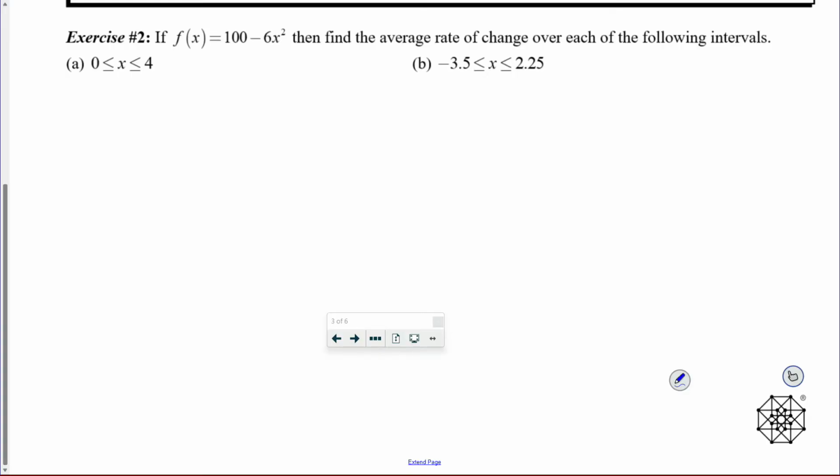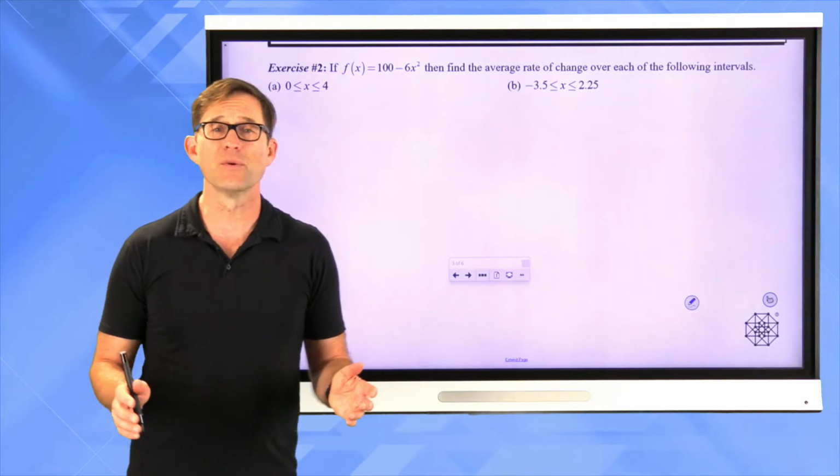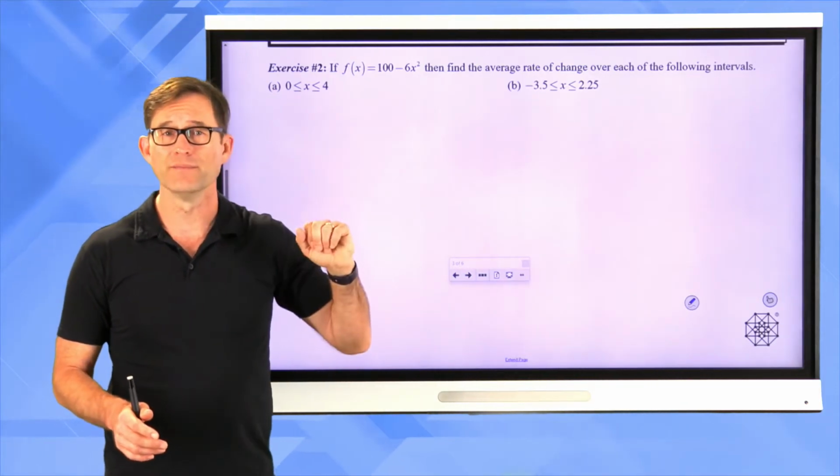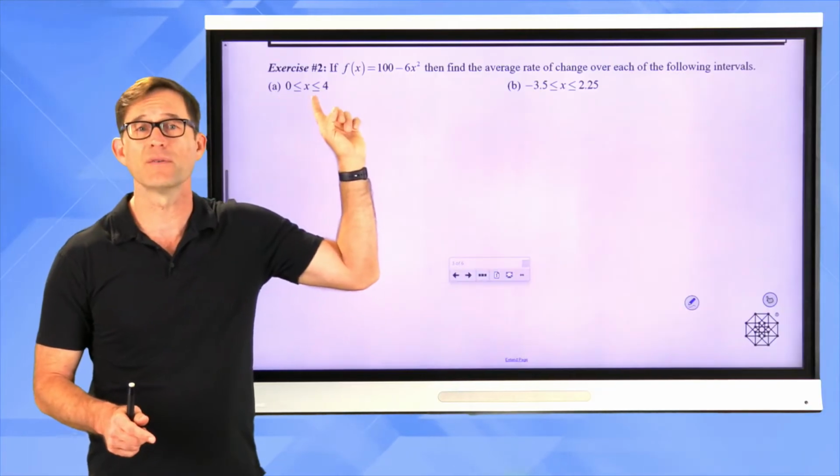If f of x equals 100 minus 6x squared, then find the average rate of change over each of the following intervals. Letter A, 0 is less than or equal to x, which is less than or equal to 4. Almost always when you do an average rate of change problem, you're given a domain interval. So x is going from 0 to 4.